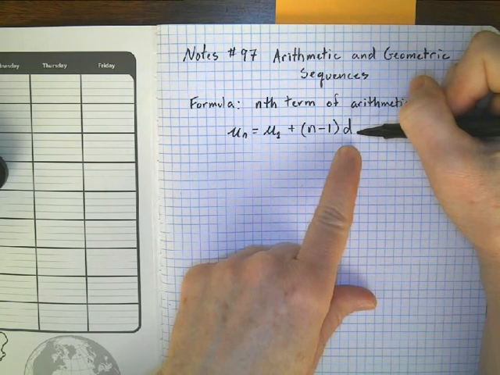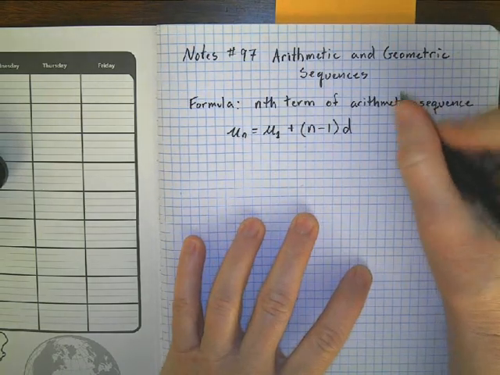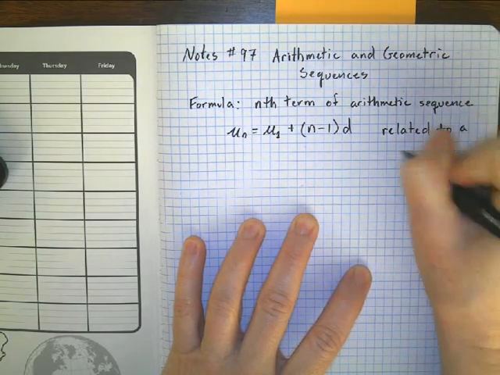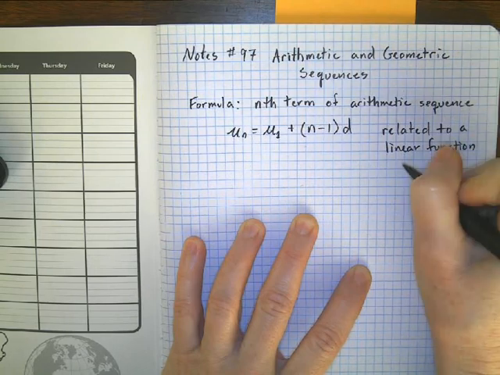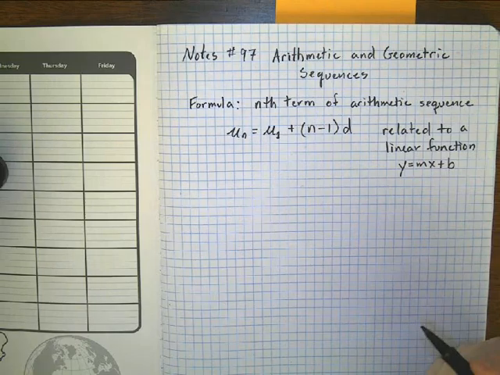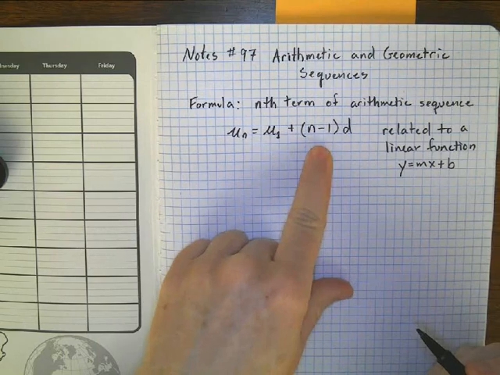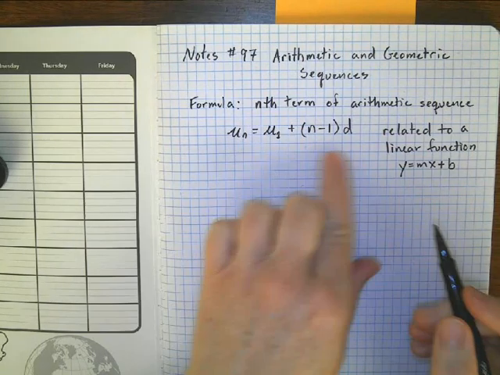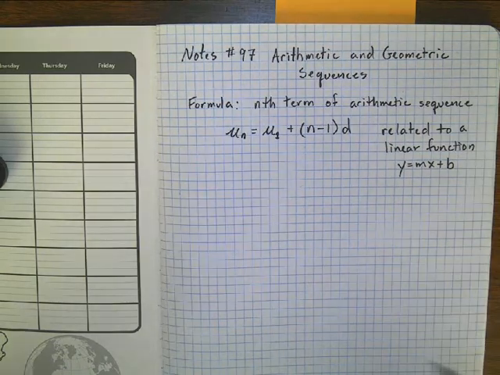Okay, this is directly related to a linear function. Y equals mx plus b. So does it look like y equals mx plus b? Not quite, but if we rearrange it a little bit, if I distribute the d, we'll make it look a little bit more like this. But this is really similar to a linear function, and that was what the investigation was trying to get you to figure out.